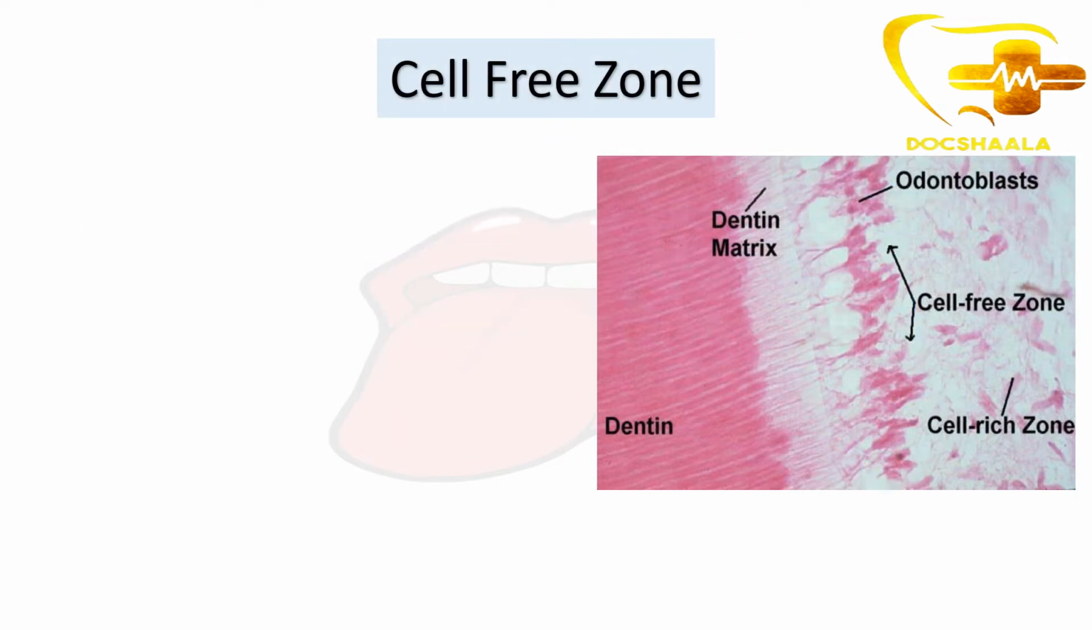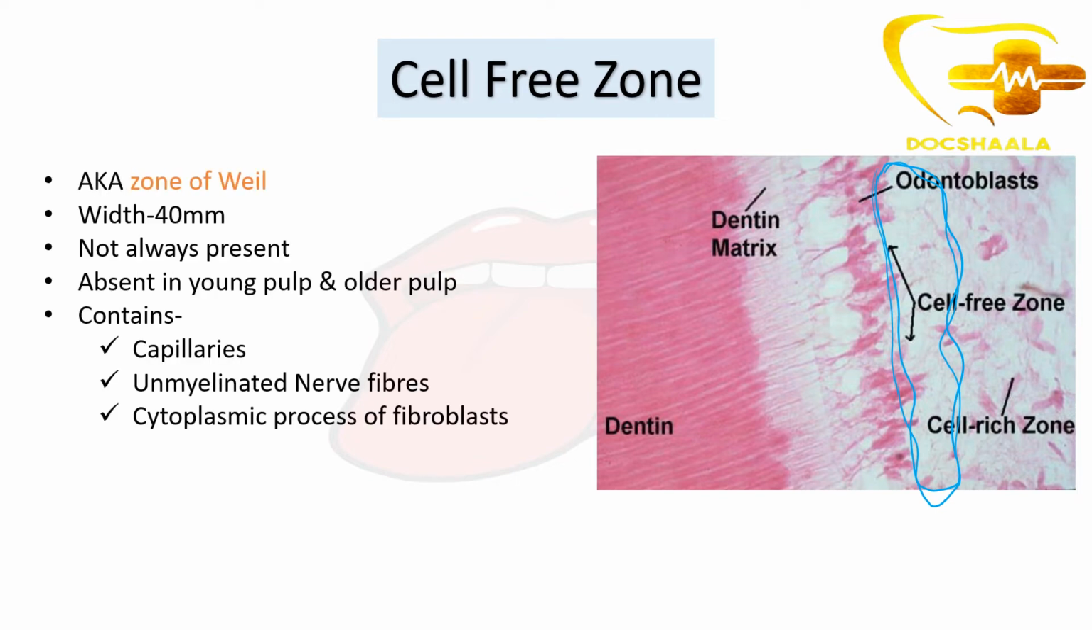Then comes the cell-free zone. In this entire part you can appreciate that it is a bit empty. That is the cell-free zone. It is also known as the zone of Weil. Mark this as important. You need to remember the other name of the cell-free zone also, which is nothing but the zone of Weil. Its width is 40 micrometers.